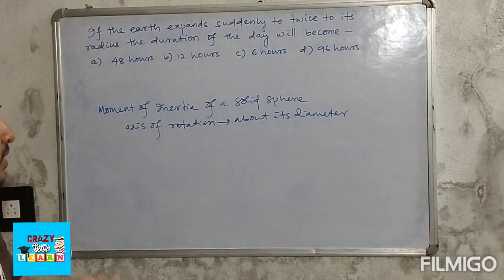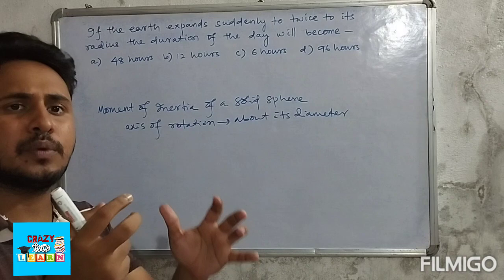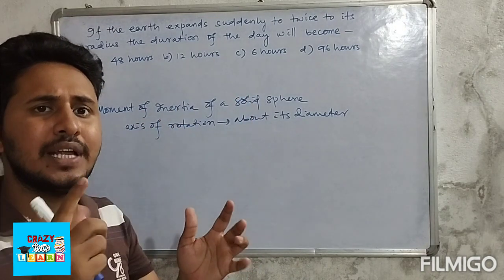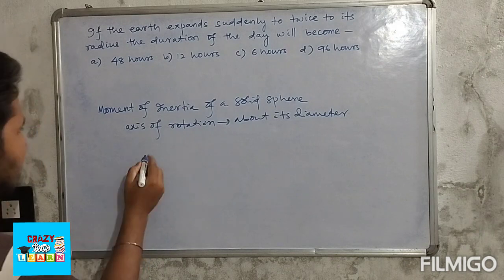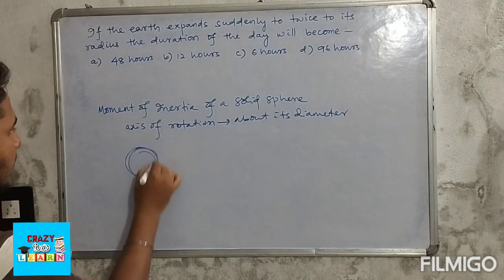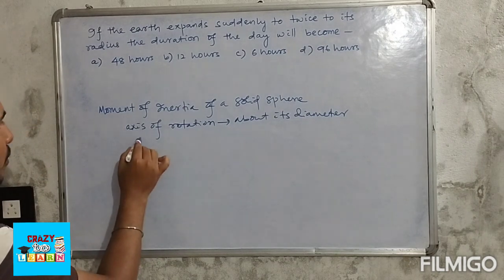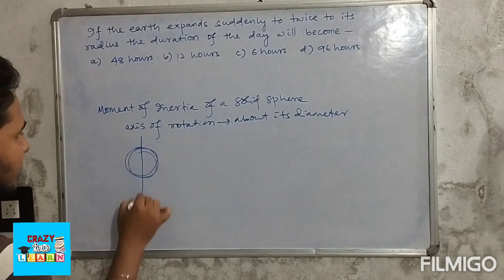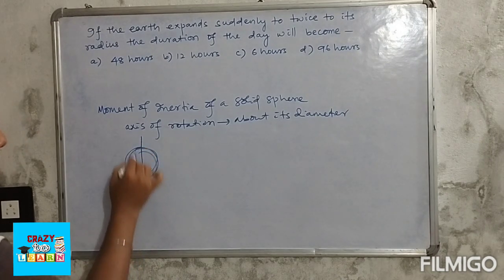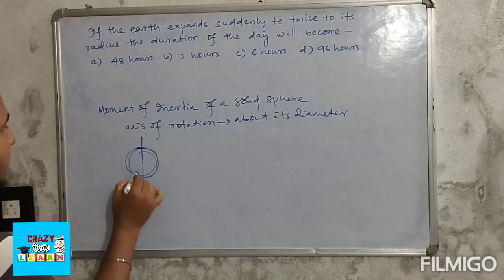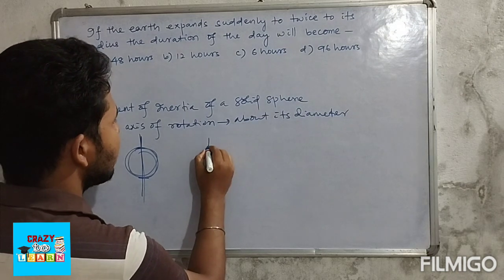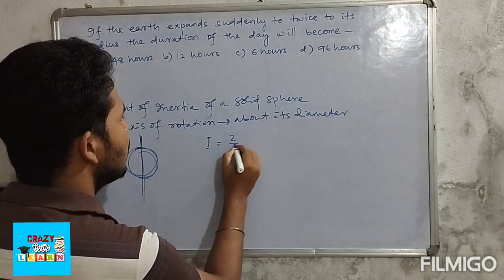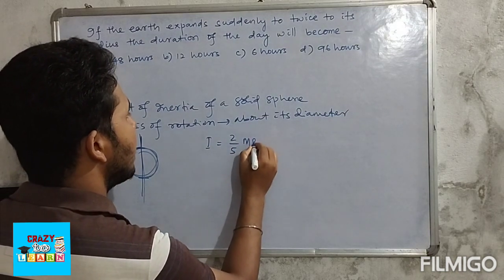That means the moment of inertia of a solid sphere, any solid sphere, when it is rotating about an axis, and the axis of rotation is its diameter, axis of rotation passing through any of its diameter, then what is the moment of inertia? What is the moment of inertia formula? I is equal to 2 by 5 mr square.